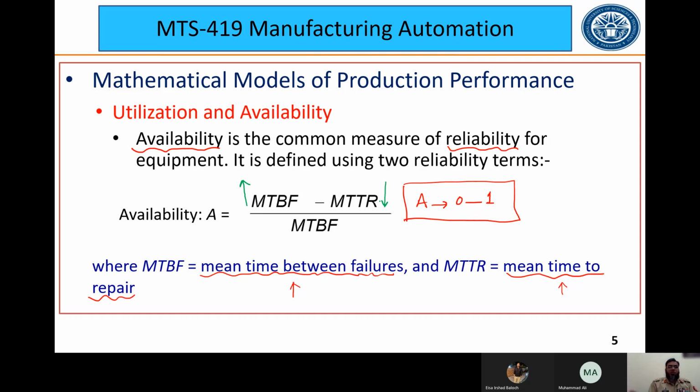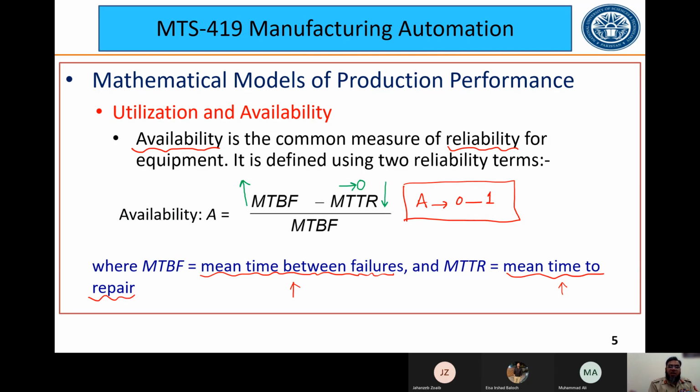ठीक है? So जितना हमारा mean time between failure जो है वो higher होगा और mean time to repair जो है वो कम होगा, उतना ही हमारी availability would be maximum. So what would be an ideal condition? That the mean time to repair, if this approaches 0, it means that we are going to have the availability equal to 1.